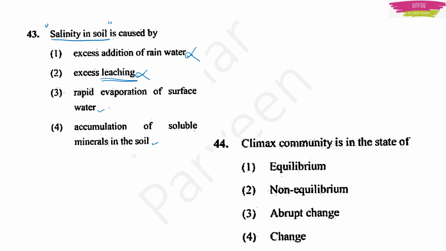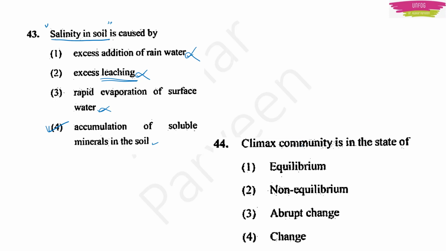Then we have rapid evaporation of surface water. Even this does not cause salinity in soil. Now, 4th, we have accumulation of soluble minerals in the soil. That is what we read in the definition, right? The definition said the increase in the concentration of salts in soil, right? So, increase means accumulation only. Accumulation of soluble minerals in the soil will cause salinity in the soil. So, the 4th option is the right answer.